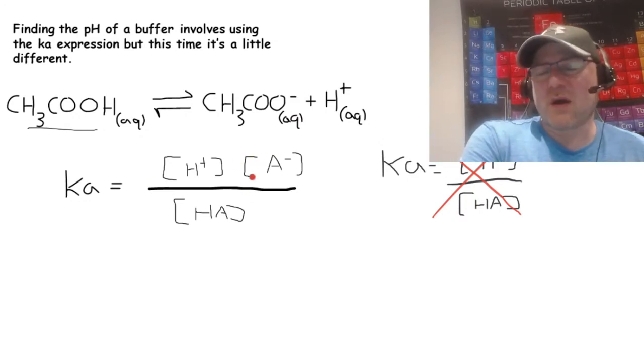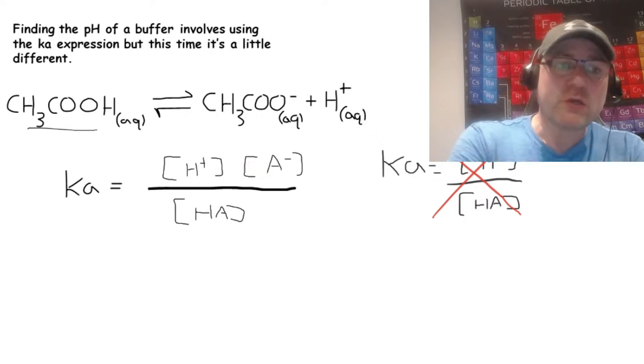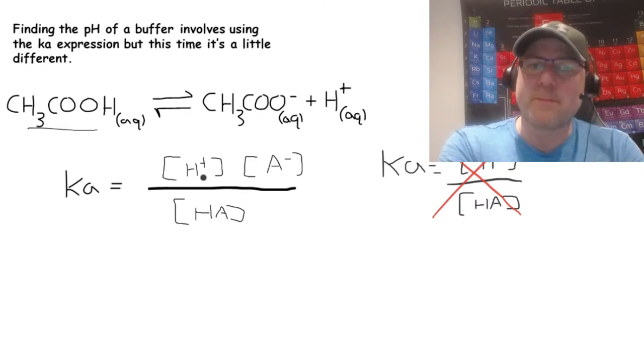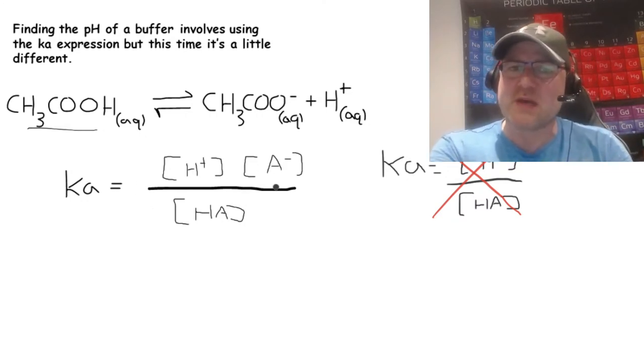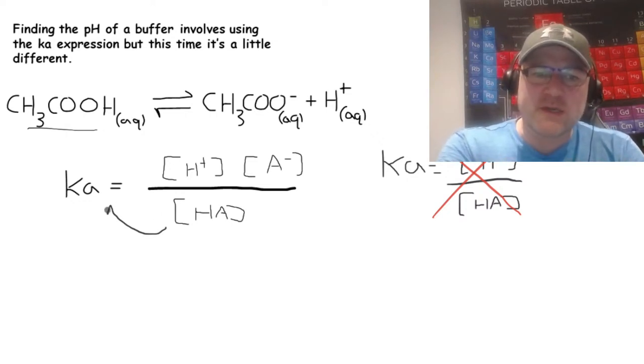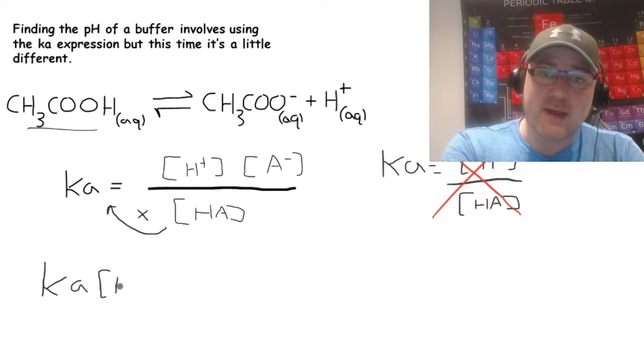So we can't just assume these two are equal. They're not. Great. Now I've cleared that up. How do I rearrange this equation then, bearing in mind that I can't simplify H plus and A minus into H plus squared? So what I'm going to do, I'm going to multiply. We want to find the hydrogen ion concentration. So we're going to multiply Ka by HA like that.